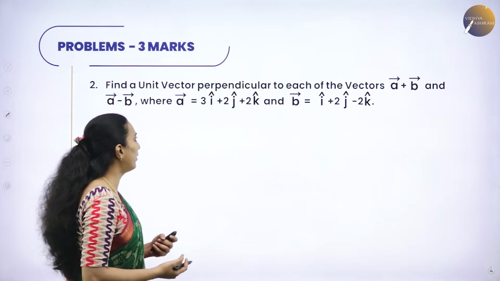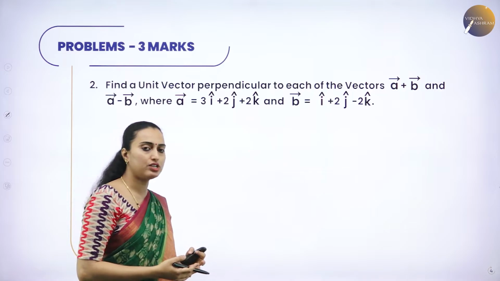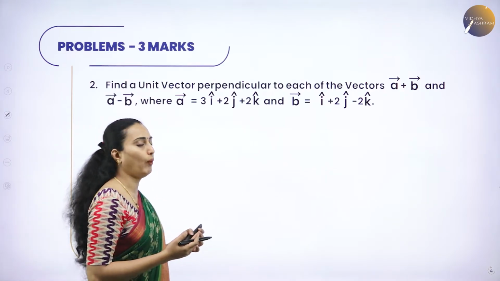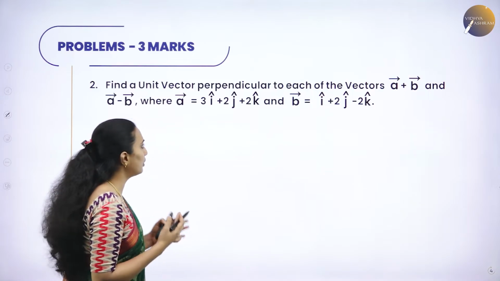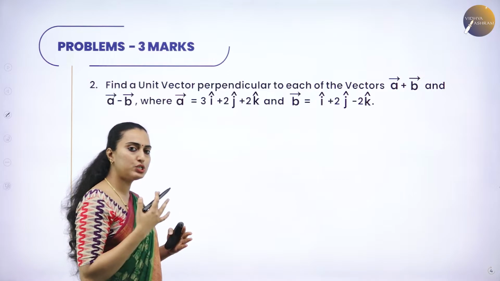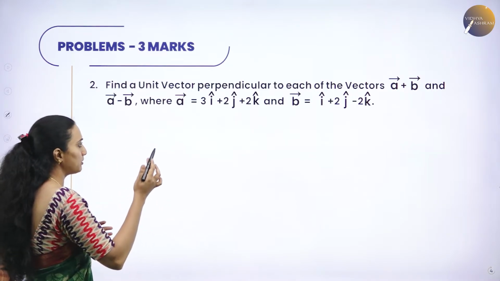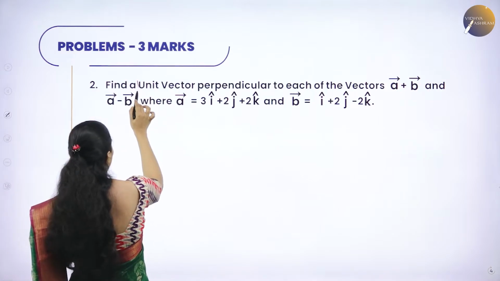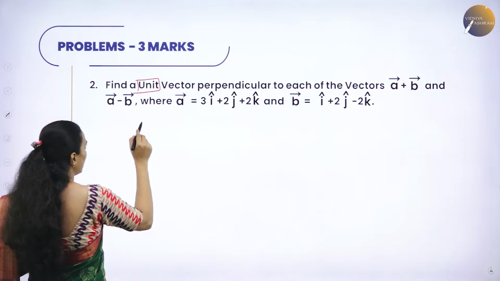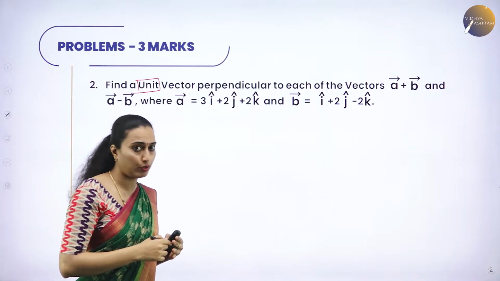What they've asked: find the unit vector perpendicular to each of the vectors A vector plus B vector and A vector minus B vector, where A vector is equal to 3i plus 2j plus 2k and B vector is equal to i plus 2j minus 2k. Now, here you are moving on to A plus B vector. They've asked you to find out the unit vector. So, unit vector is given by what? So, I am going to take like this. Since they are perpendicular, you need to find out the cross product of that.